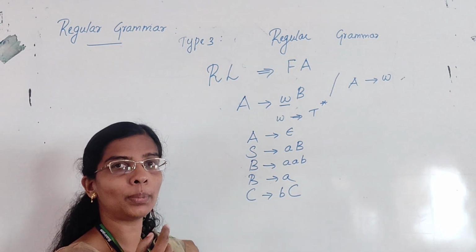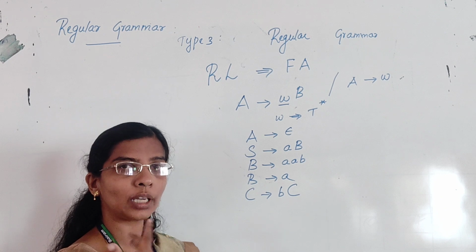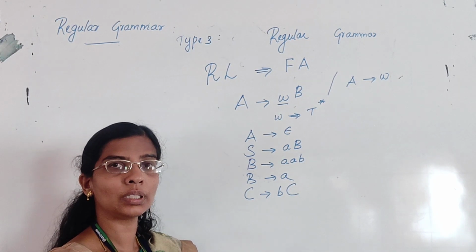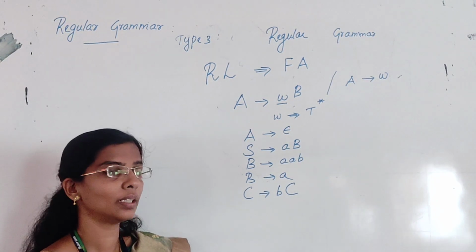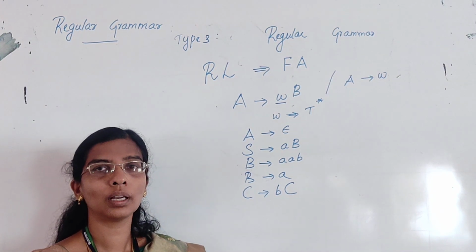Regular grammar is type 3 grammar, and the corresponding language is type 3 language or regular language. This regular language is the language accepted by my finite automata. So in the next video we can discuss sums related to regular grammar.